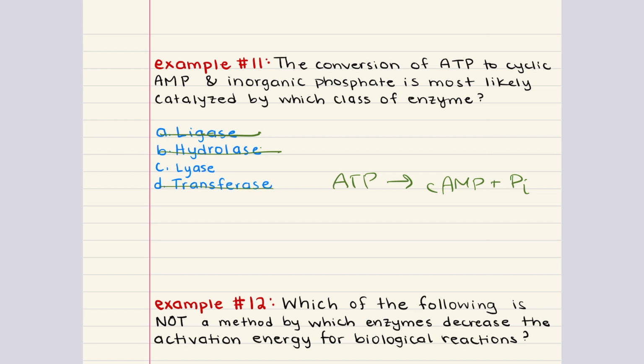What's really happening here is that a single molecule, ATP, is being rearranged into a new form, cyclic AMP, with the loss of a phosphate. This is a classic job for lyase. Lyases catalyze reactions where a molecule is broken down or rearranged without water or redox chemistry involved. So the best answer for problem 11 is C.